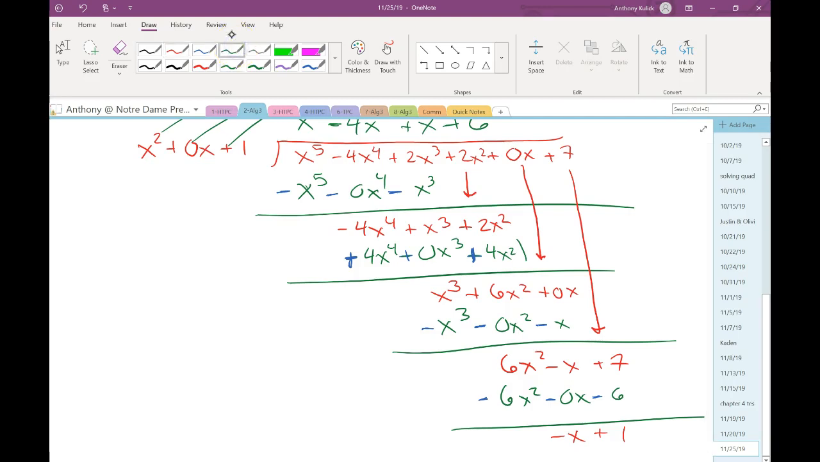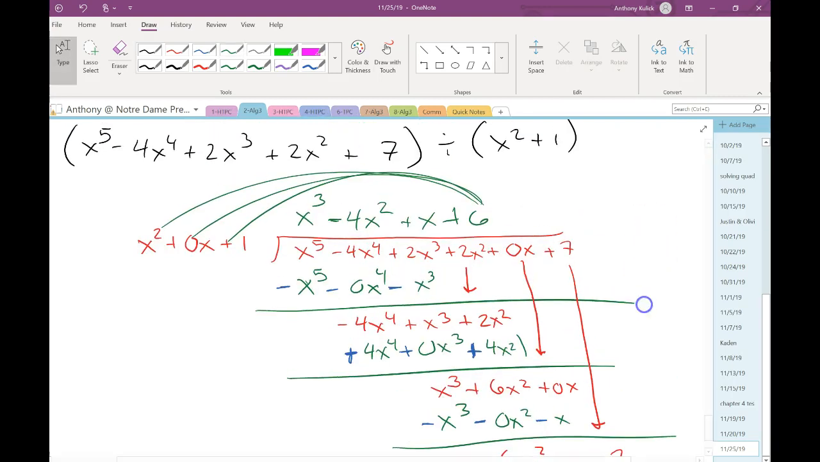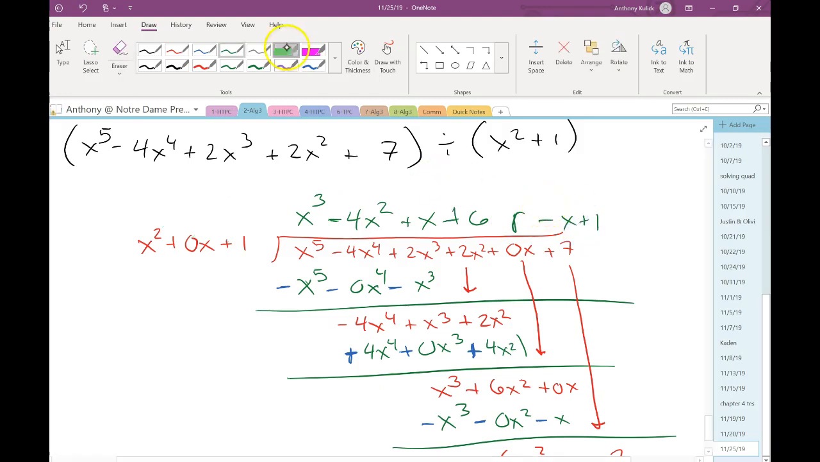Now, if I ask myself what times x squared gives me negative x, nothing, right? There's not a polynomial that I can multiply by x squared to get x, right? So that's all going to be my remainder. Furthermore, I knew that was going to be the remainder because I had just done my constant term, right? So I know that there can't be anything after the constant term in a polynomial. That has to be the very last thing.